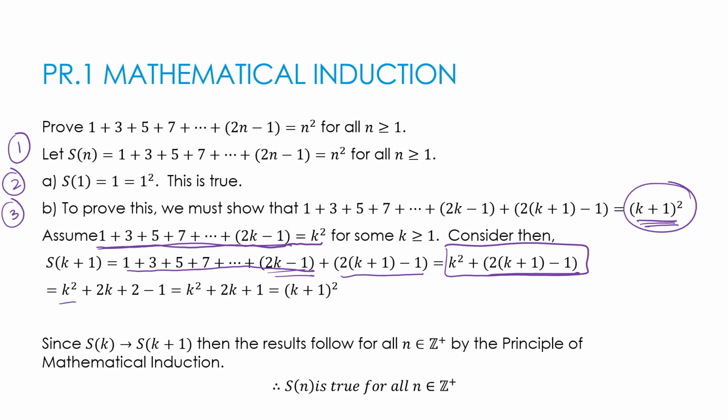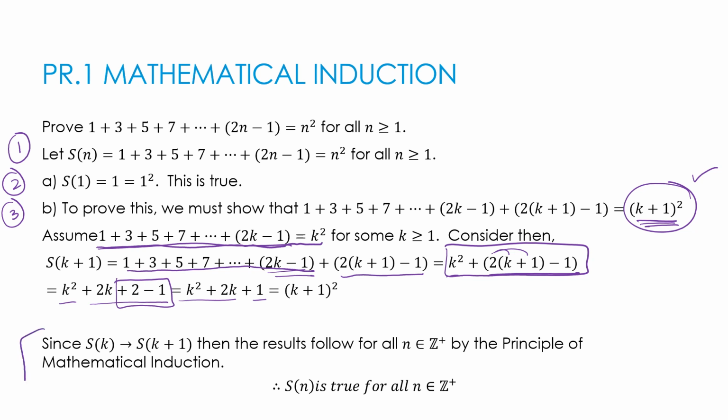I have the k squared that I had out front. I have 2k plus 2 minus 1. I'm combining like terms. The plus 2 and minus 1 gives me plus 1. The other ones I just rewrote. That happens to factor into k plus 1 quantity squared, and voila, that is exactly what I wanted.